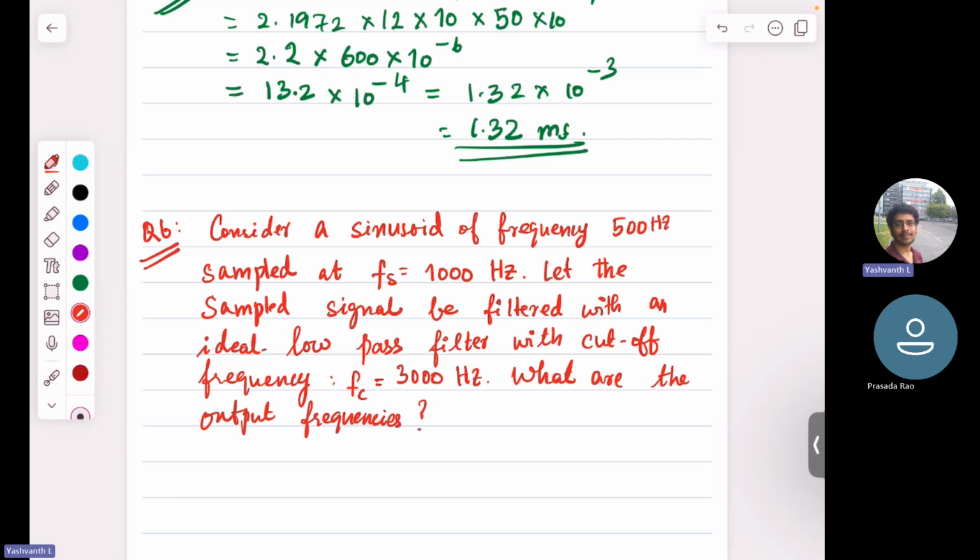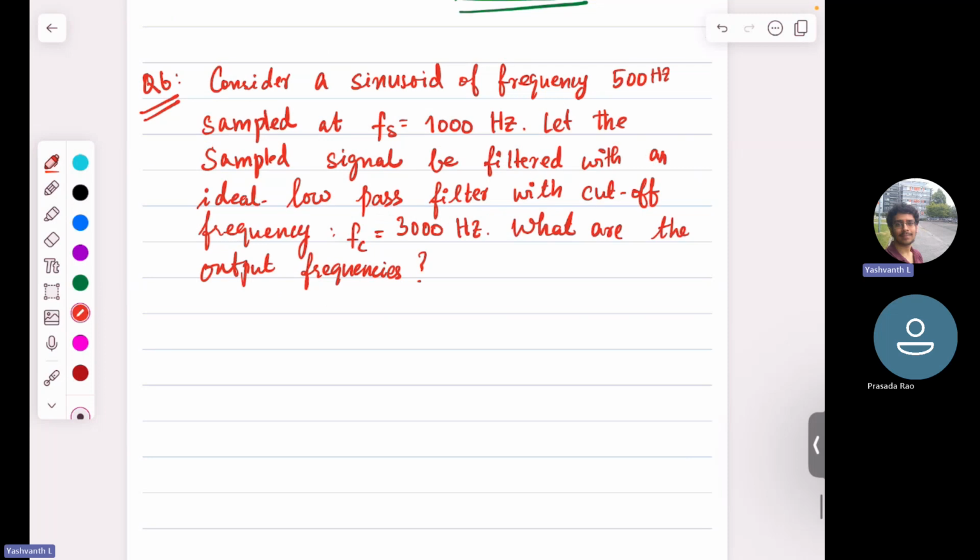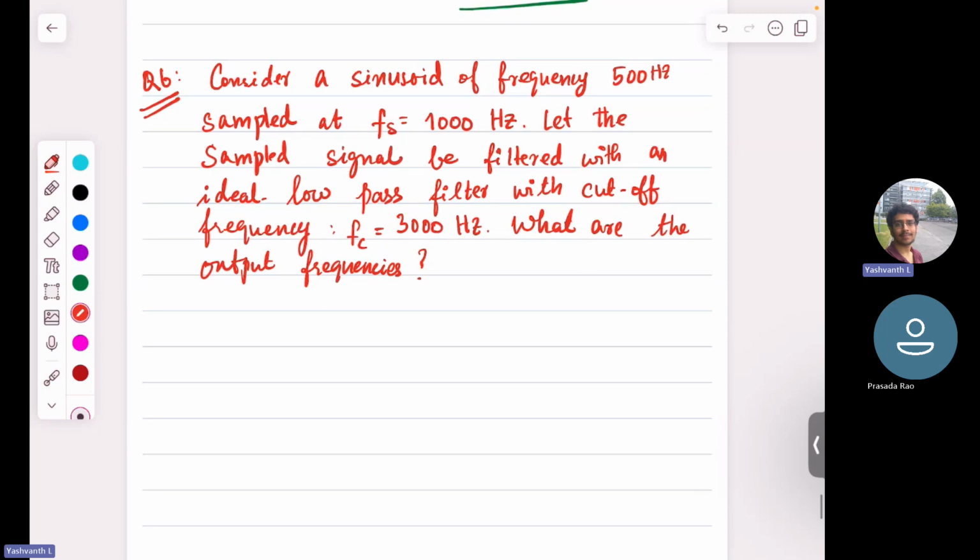Okay, so this is the question. Basically, there is a sinusoidal signal, for example, sine 2 pi ft, where f is equal to 500, and I'm sampling this at 1000 hertz, exactly equal to the Nyquist rate. Fine. Now let the sampled signal be filtered.